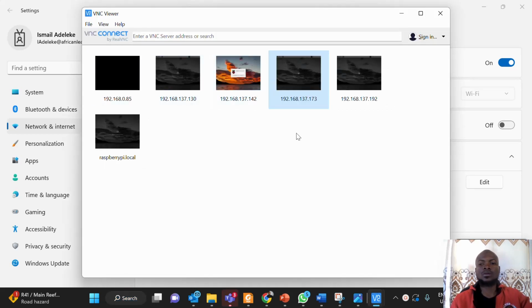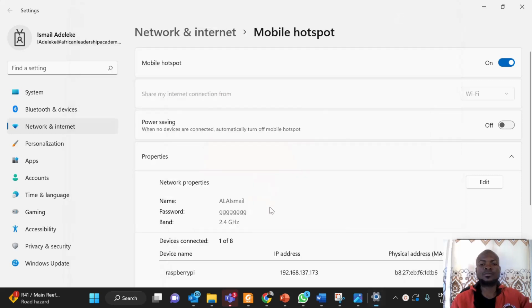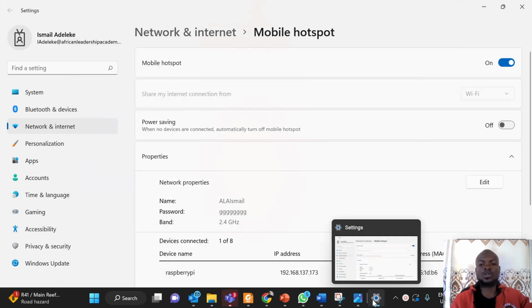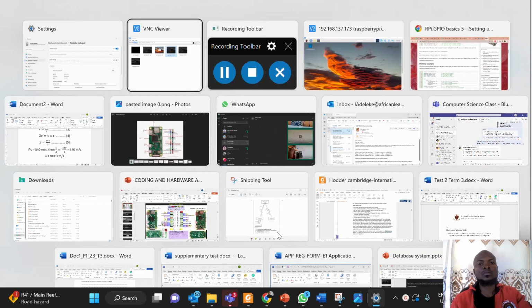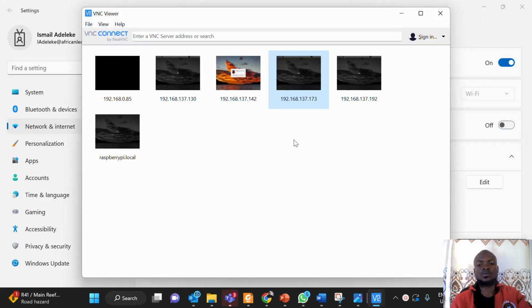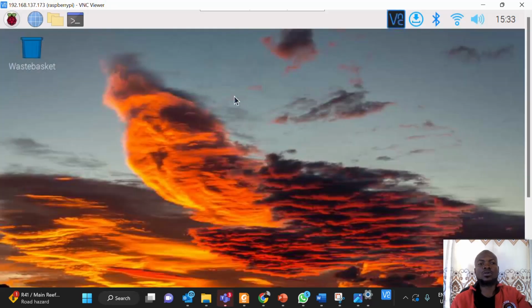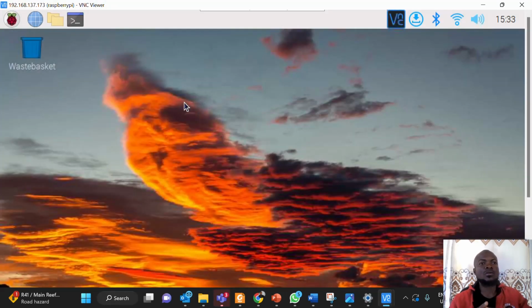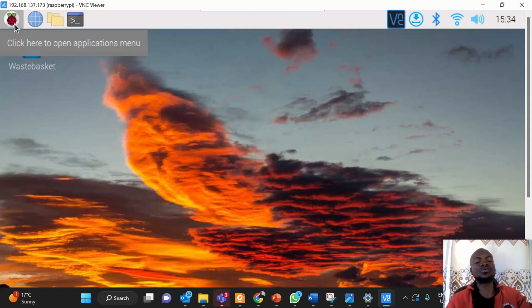Okay, then check your IP, then double click on this, and that takes you to your Raspberry Pi desktop environment. So at your desktop environment, you can write your Python script in different ways. You can use your terminal.